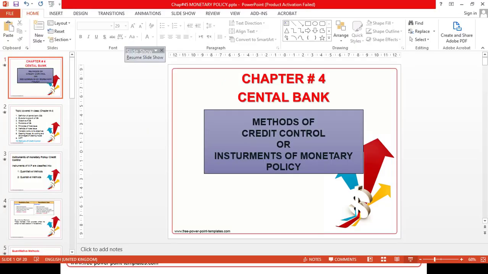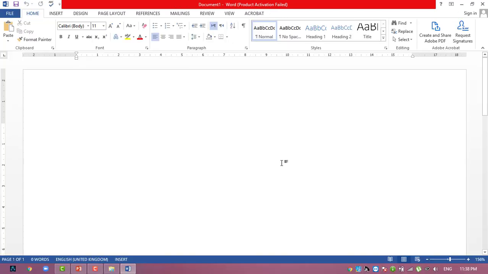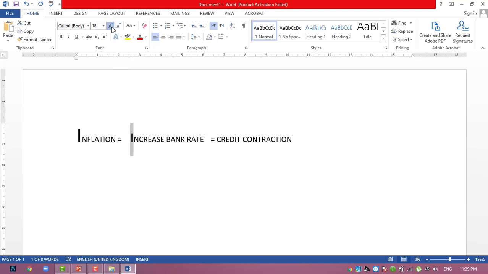So guys, I always recommend one shortcut to remember this. Look, what is the objective of the central bank? The objective is to control inflation in the country. To control inflation, what will the central bank do? The central bank will increase the bank rate. And what will be the result? The result will be credit contraction. How do you remember? Always remember: I in increase and I in inflation.